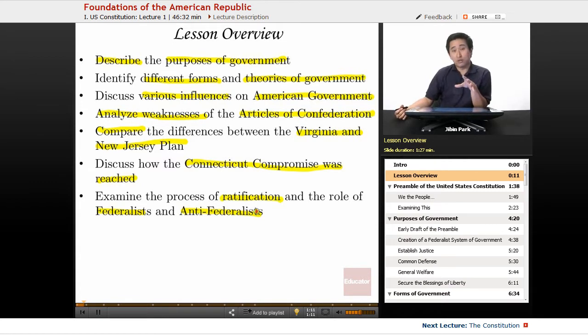So these first two lectures are going to deal with the Constitution. In this first lecture, I'm going to deal a little bit more with the historical side and how the Constitution actually came into being. In the second lecture, we're going to discuss a little bit more about what the principles were in terms of what's actually in the Constitution. Now, there's obviously going to be some overlap, but this would be the beginnings of the founding of the United States of America.